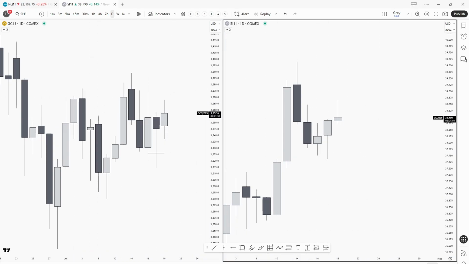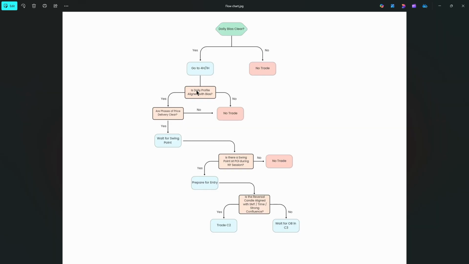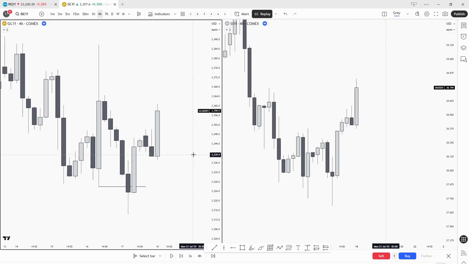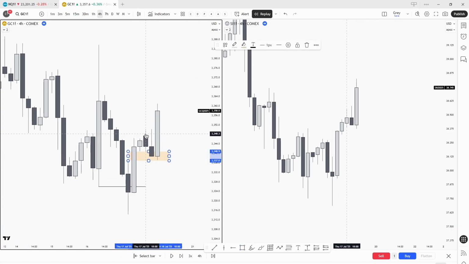Now using the flow chart, we will be going into the 4-hour and check for the daily profile and the feather price delivery. On the 4-hour chart, you can clearly see that we had the change in the straight up delivery on the silver, creating the low of the week, and now we are expanding higher. And the signature for the continuation higher is this fair value gap. So from the daily open, we protracted down, created the wick of the daily candle inside this 4-hour fair value gap, and now we will be going higher.